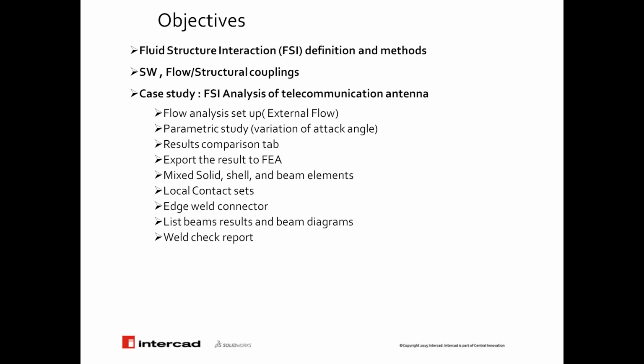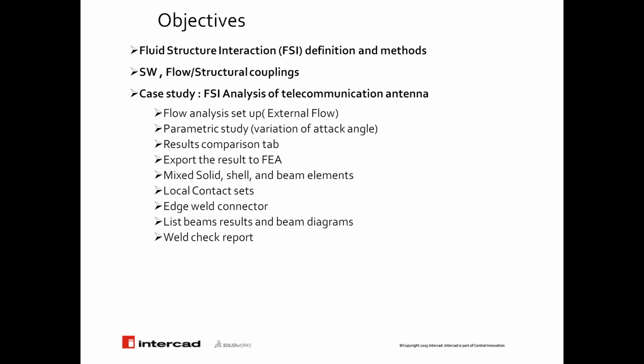As soon as we finalize the flow, it's time to export the results to our FEA study. Because of the structure we have, we are introducing different meshing techniques and also different element types such as solid, shell, and beam elements. We will introduce how we can use all three elements in one model. We will introduce local contact sets, and also one type of connector, which is the edge weld.